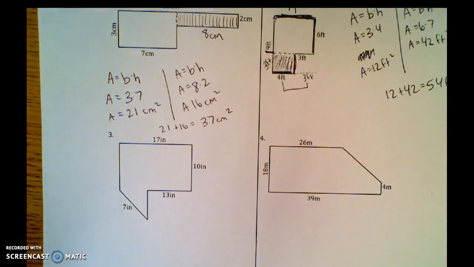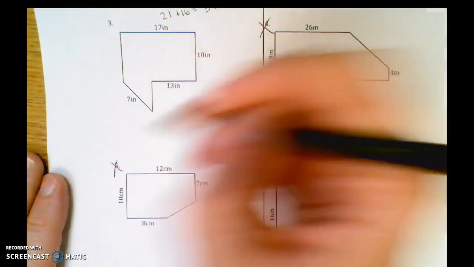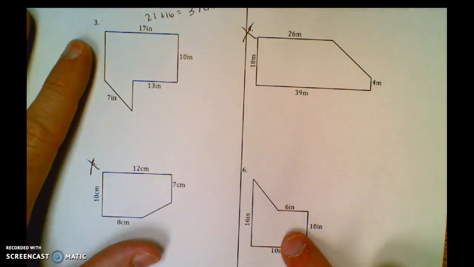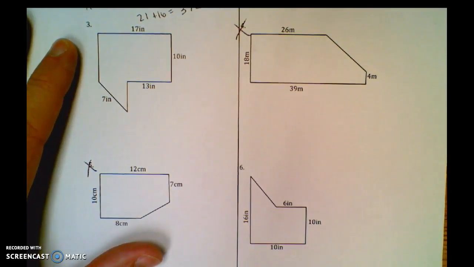Let's try number 3. You're going to skip number 4, so you can cross out number 4, and you can cross out number 5. Those are more of a challenge problem if you want to challenge yourself. But we're going to do number 3, and then you're going to try number 6 without me. And you can come check with me when you finish, and I'll give you your work for today.